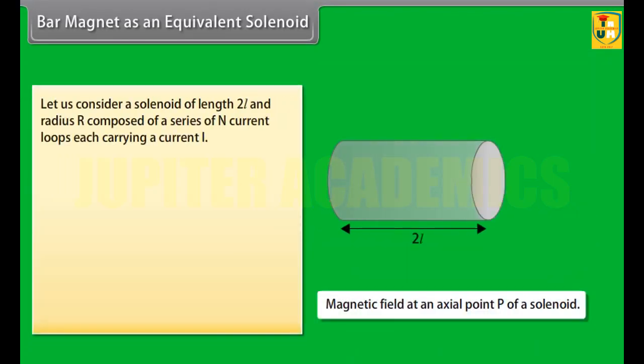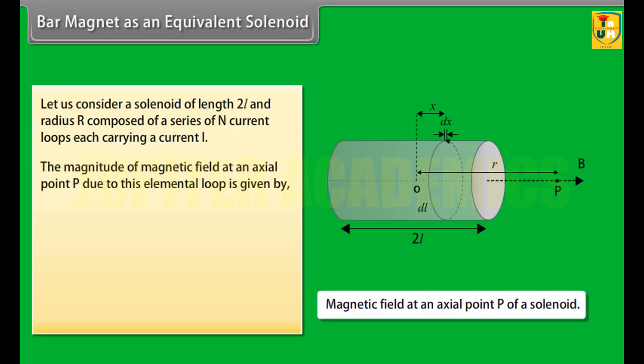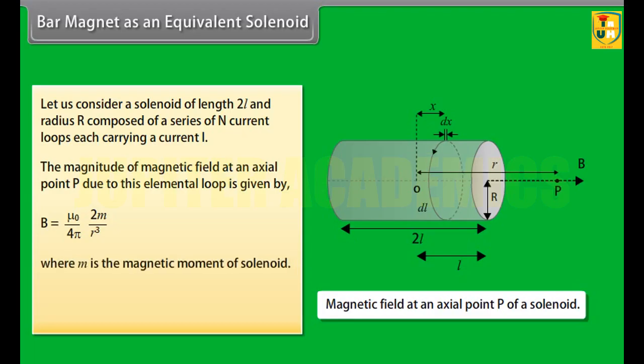Let us consider a solenoid of length 2L and radius R composed of a series of n current loops, each carrying a current I. The magnitude of magnetic field at an axial point P due to this elemental loop is given by μ0/4π multiplied by 2m/r³, where m is the magnetic moment of the solenoid. This is exactly the same as that of a bar magnet at a far-off axial point.